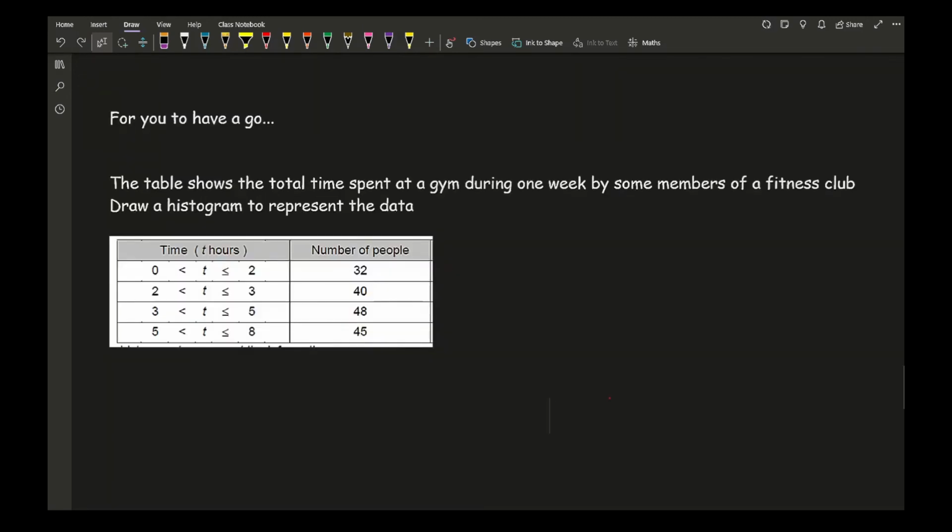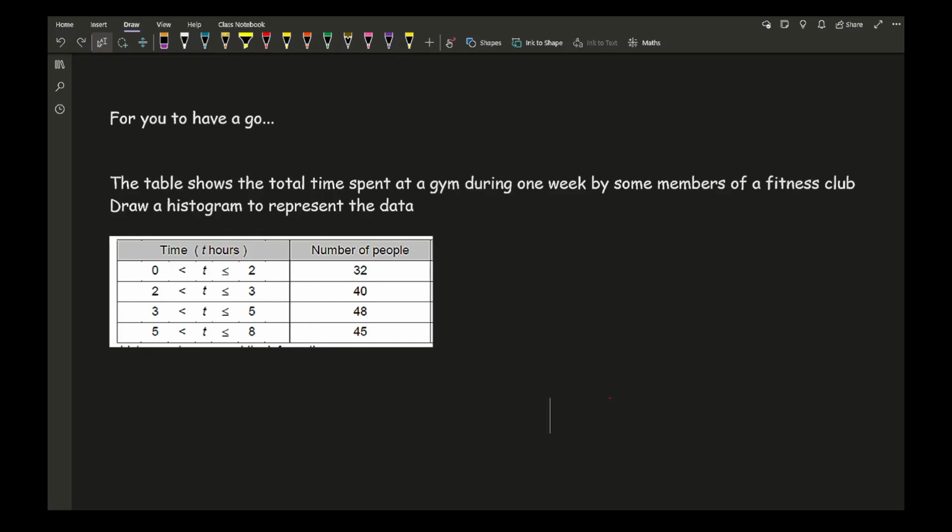Now, the best way for you to practice drawing histograms is to do just that. So if you'd like, have a go at this question. You can see it on the screen. You might want to pause the video while you complete the table. So again, for this, the table shows the total time spent at a gym during 1 week by some members of a fitness club. Draw a histogram to represent the data.